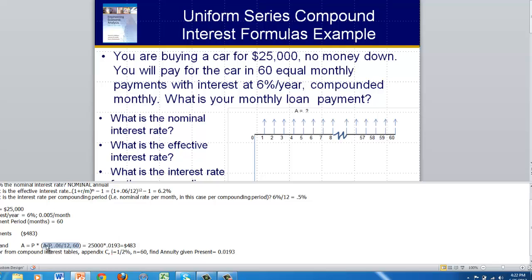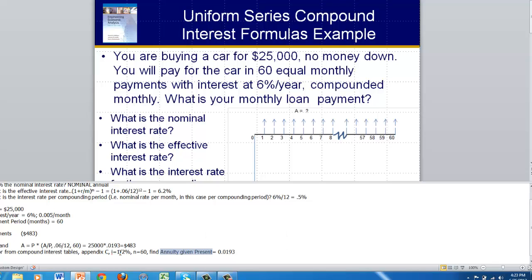We're trying to find the annuity given the present at our stated interest rate of 0.5% over 60 periods. I know my present value is $25,000 because that was given. I'm buying a car today at time 0 for $25,000. How I find this factor is I go to the compound interest tables, which are in Appendix C in your text, and i is 0.5%. So you go to the page where the interest rate is 0.5%, then you go to the row where n equals 60 for 60 periods, and then you follow that over to the column that is finding the annuity given the present.